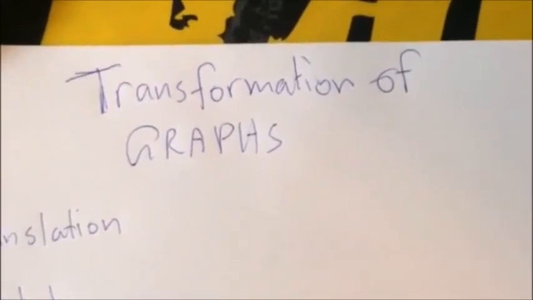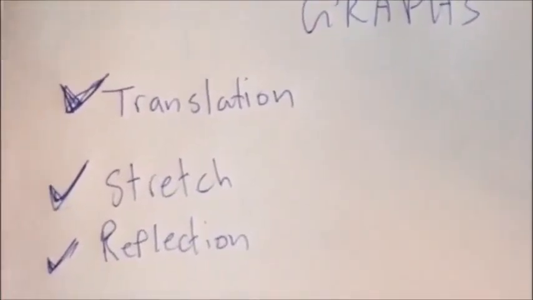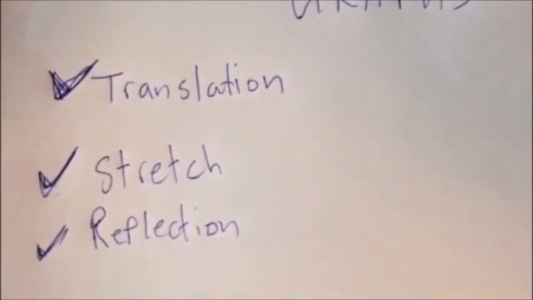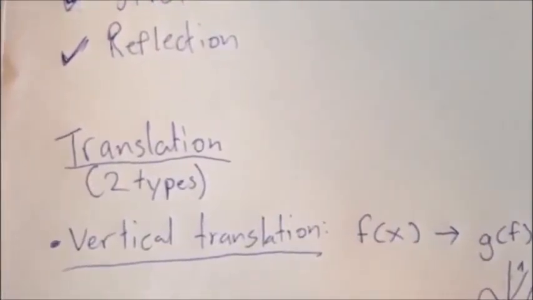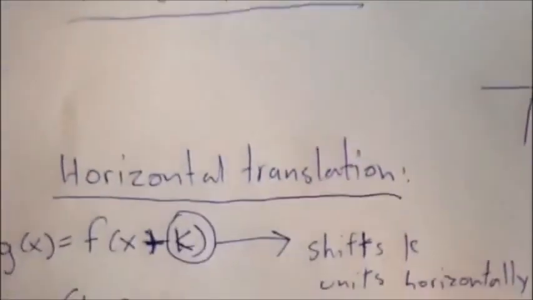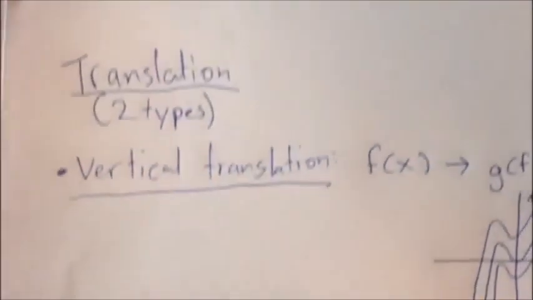Today I'll be talking about transformation of graphs. There are three types of transformation: translation, stretch, and reflection. Translation. There are two types of translation: vertical translation and horizontal translation.